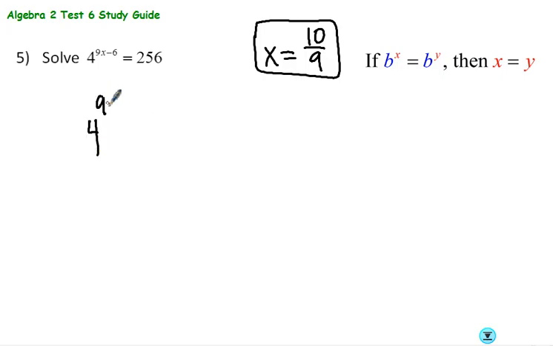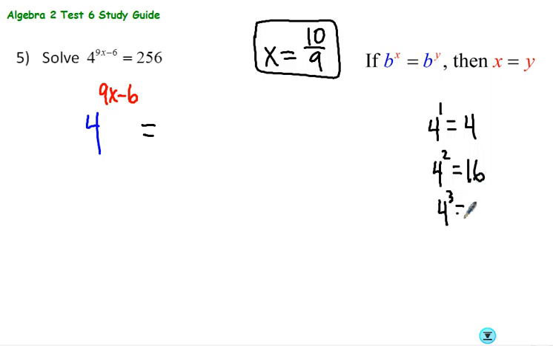Alright, so what we said is we want to rewrite these things with like bases. And we have a little color scheme going. So the bases we were doing in blue here. And the exponent there, 9x minus 6. And then we wanted to rewrite 256 as a power of 4. So if you think about the powers of 4, let's kind of come over here. 4 to the first is 4. 4 squared is 16. 4 cubed is 64. And then 4 to the fourth is 256.